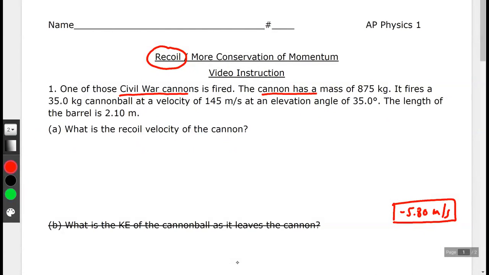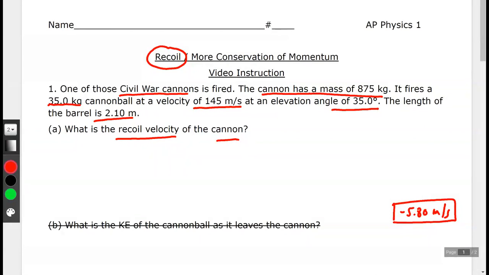The cannon has a mass of 875 kilograms. The cannonball is much less, it's 35 kilograms. When the cannonball is fired, it gets a velocity of 145 meters per second, and it's shot at an angle of 35 degrees, and the length of the barrel is this much. What is the recoil velocity of the cannon?